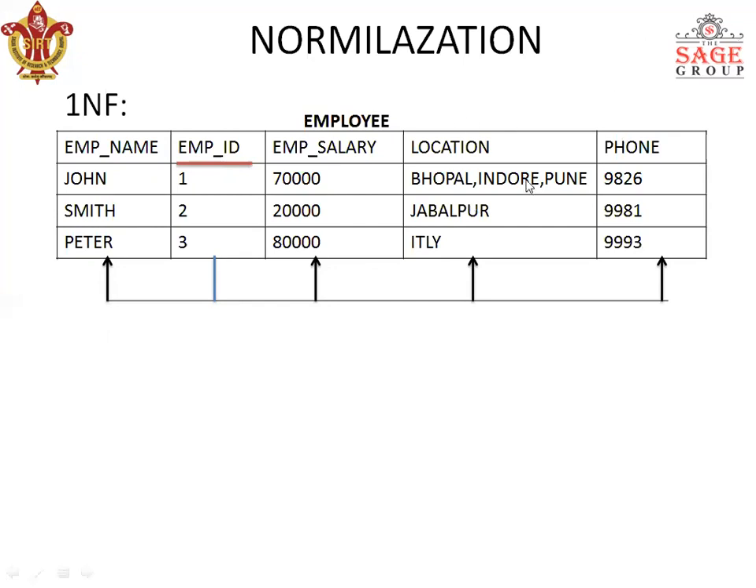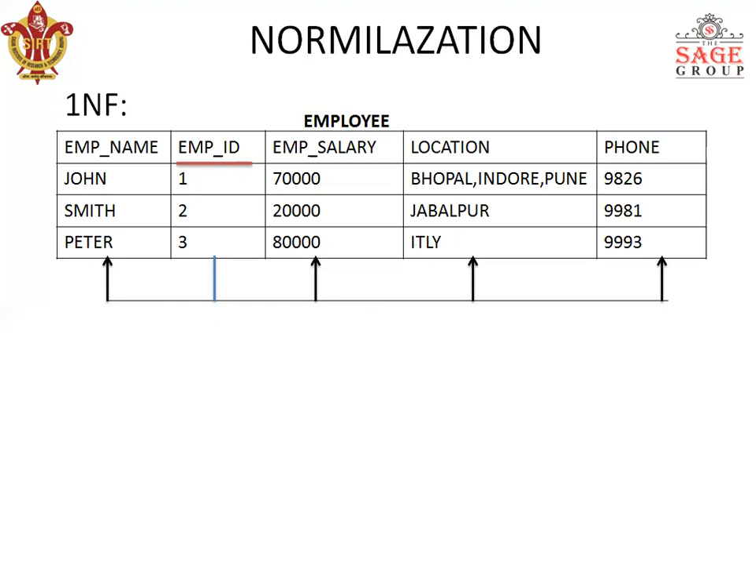Here in the location column, we have seen that John, whose employee ID is 1, has multiple locations like Bhopal, Indore, and Pune. So this table is an unnormalized table, because first normal form is a basic normal form, and it says that the value should be atomic. We have seen that 3 locations are stored in a single cell, which means this table does not follow the property of first normal form. It is an unnormalized table.